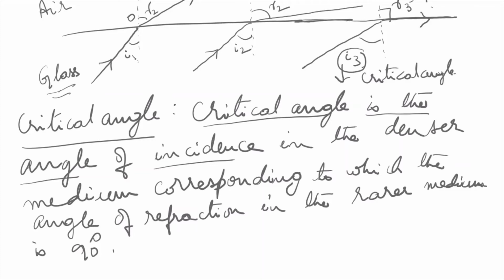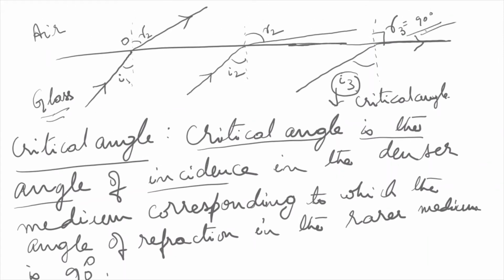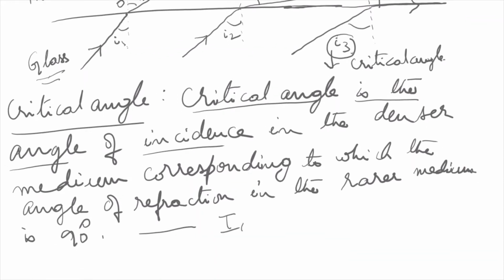Okay, so critical angle is the angle of incidence in the denser medium, corresponding to which the angle of refraction in the rarer medium is 90 degrees. Is that very clear? This is a very, very important definition that is asked. If you understand the meaning, you can write in your own words. Critical angle is the angle of incidence in the denser medium, corresponding to which the angle of refraction in the rarer medium is 90 degrees. And this critical angle is denoted by C. Is it clear till here?